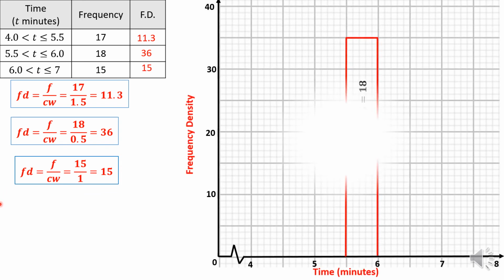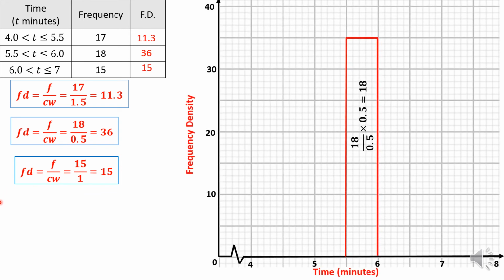So if they are asking you now to complete this histogram, all right, so we can complete this one. This one has been done. It's between 5.5 and 6. It's here already, so we just need to complete the other ones. So the other one starts from here, 4 all the way up to 5.5. That is what we are looking at, and the next one is going to be between 6 and 7.